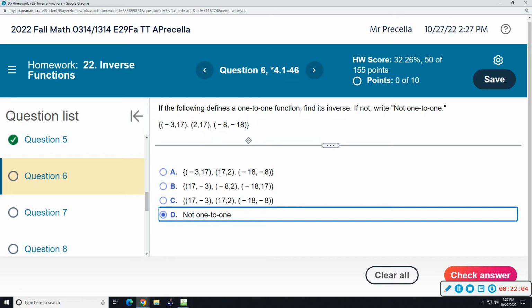And generally, if it's not 1 to 1, they're not going to want you to find the inverse. An inverse exists, but it's not a function, so they're not going to want you to find it. What's the common wrong answer here? I think it's C. They reverse 17, negative 3, 2, 17, 17, 2. I think the common mistake is response C.